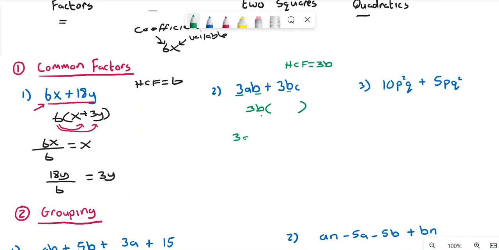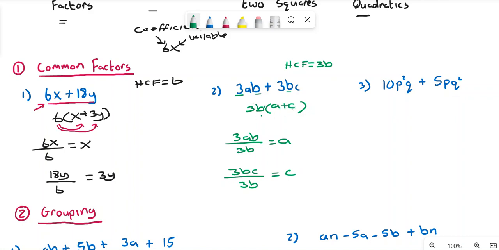So if we take 3ab and we divide that by the highest common factor 3b, the 3's will cancel out, the b's will cancel out, and it'll just leave you with a. And then we can put this a inside here. And then if we take the next term, 3bc, and we divide that by the highest common factor as well, which is 3b, again the 3 will cancel out with the 3, the b will cancel out with the b, and we'll just be left with c, and that's plus c, so we can put the plus c in here like that.